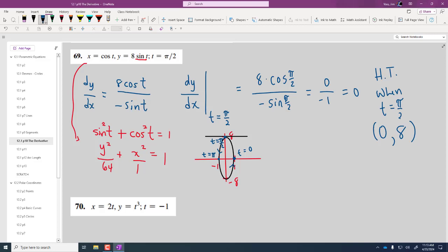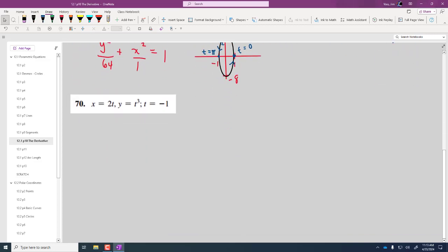Gotcha. Okay, how about here? You guys try this one. Find the derivative of this parametric curve, and then find the slope of the tangent when t is -1. And graph. Nah, you don't have to graph it. I mean, it's nice to graph it just to get a sense, but no need.